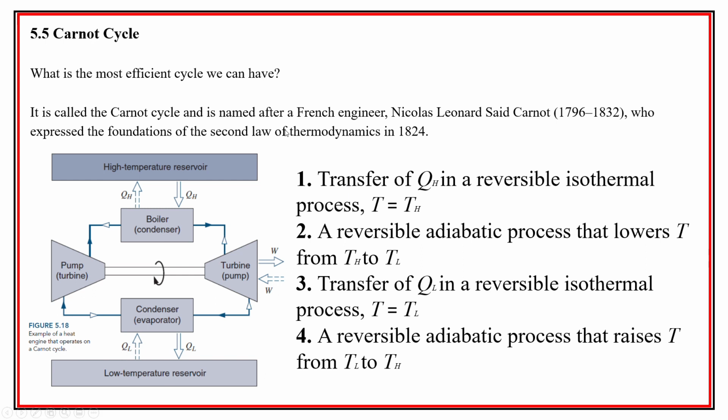And so what's the best efficiency that we can get? The best efficiency we can get is to have a completely reversible engine. All right, so we're going to try to create an engine made out of 4 processes, and each of those processes is going to be a reversible process. And that is what is called the Carnot cycle.